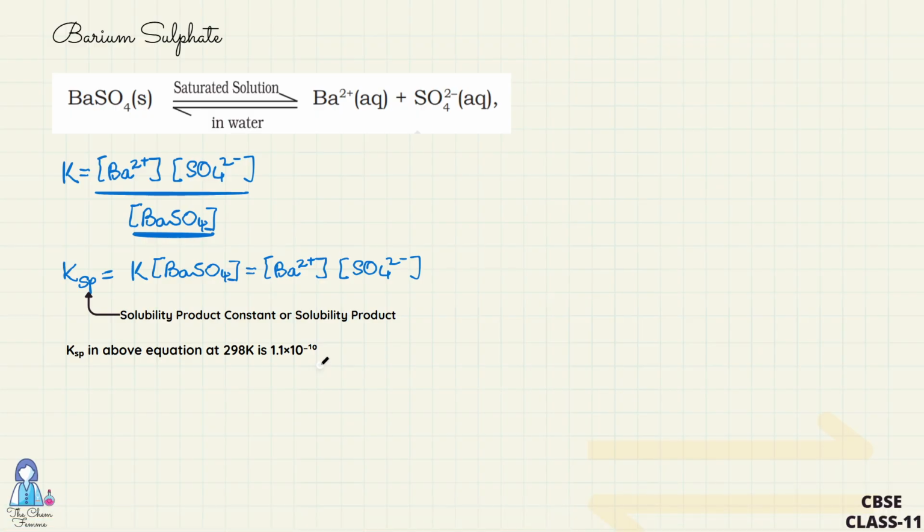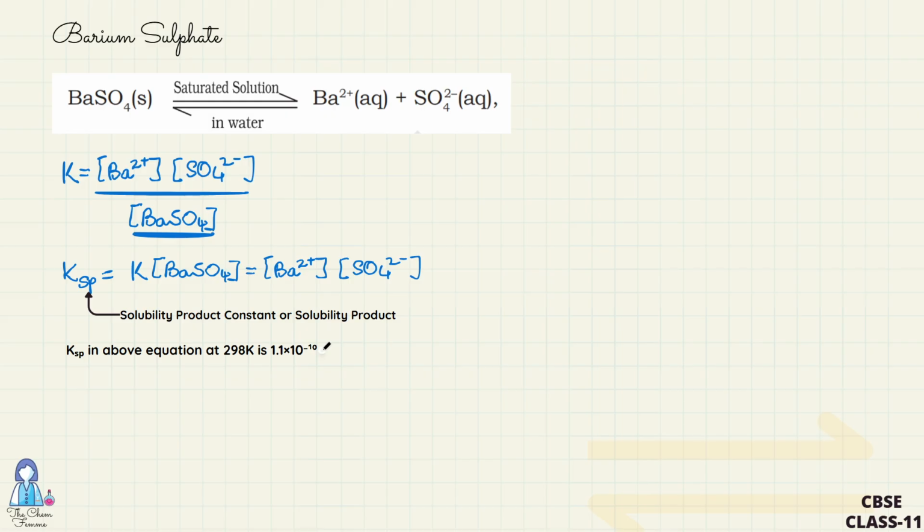Now I want you to pause and think, why did we mention the temperature? If you said the solubility is affected by temperature, you would be right. So at a specific temperature, 298 Kelvin, the value of KSP for barium sulfate is 1.1 times 10 to the power minus 10. This is what it says in the first paragraph of your textbook. They're taking the example of barium sulfate.